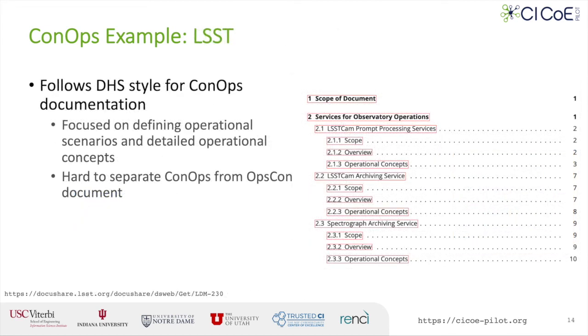Another example is the LSST ConOps, which follows more the Department of Homeland Security style for ConOps, but is also based on the IEEE standard, with a slightly different structure. They really focus on defining the operational scenarios and detailed operational concepts. However, it's hard to separate the fine line between the ConOps and an OpsCon in this document. This is a very long, descriptive document that provides very good information on who the stakeholders are, what the needs are, and an overview of the system or of each operational scenario.